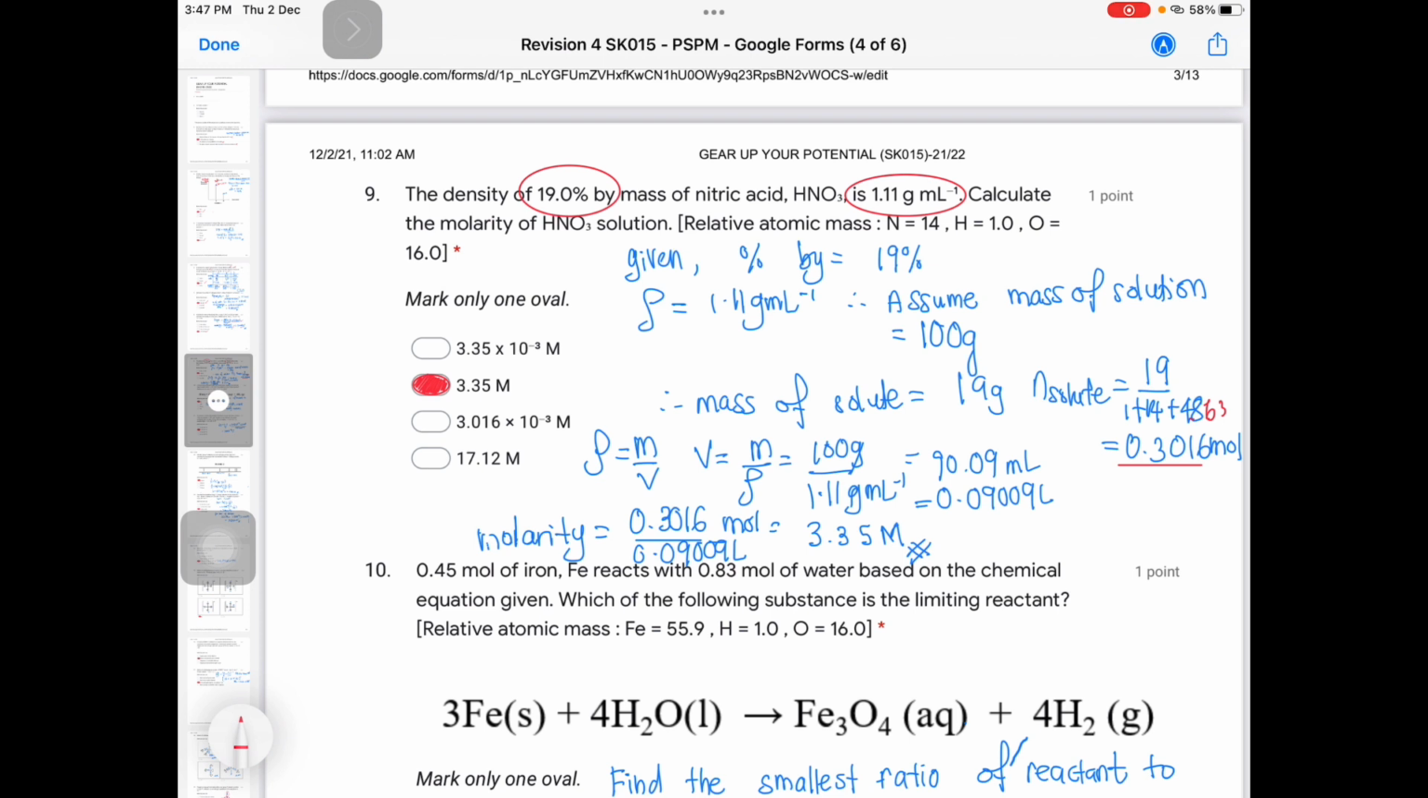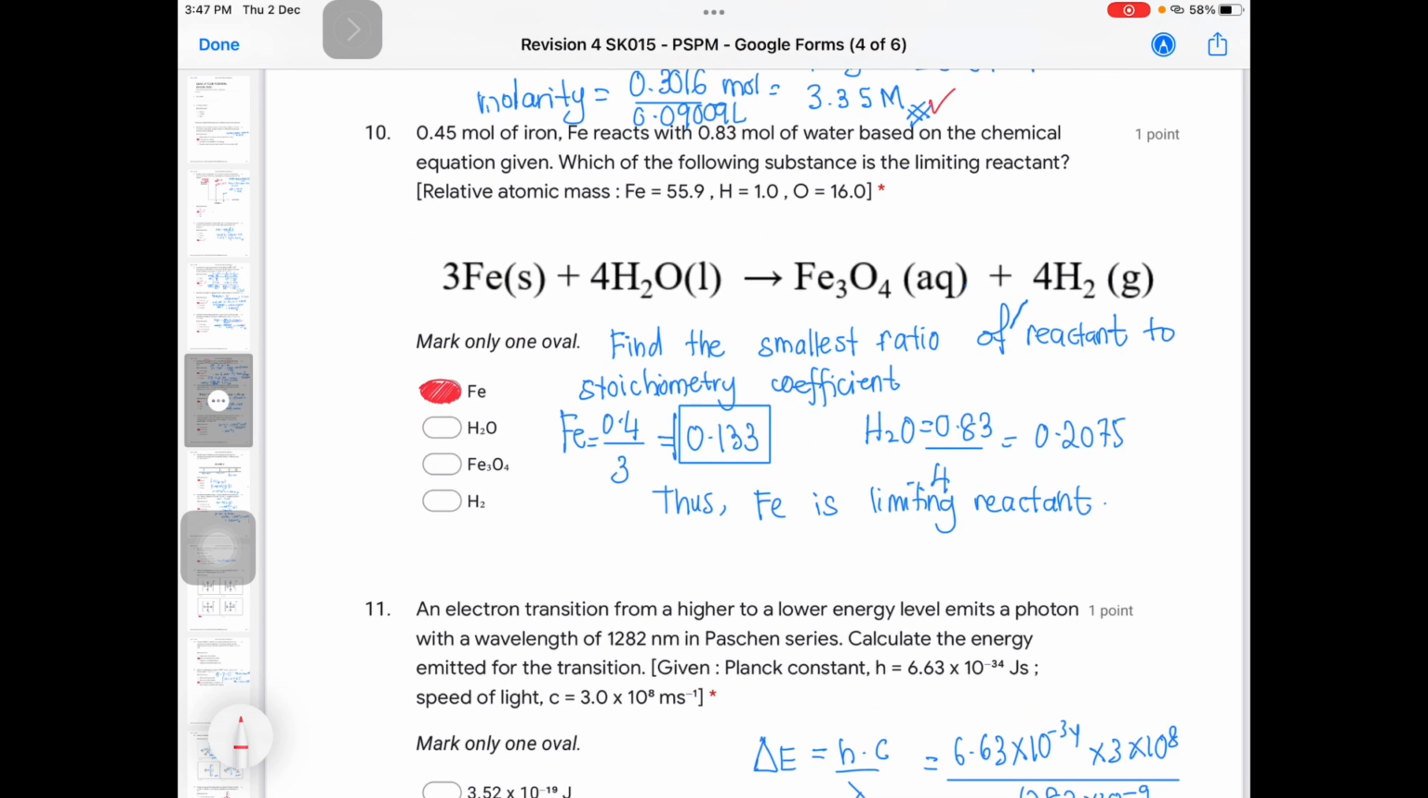Volume sama dengan mass over density. Jadi mass tadi kita dah assume 100 gram, jadi 100 over 1.11. So kita dapat 90.09 milliliter ataupun 0.09009 liter. Jadi dah dapat volume, kita dah ada bilangan mol, kita boleh cari molarity. So 0.3016 mol over 0.09009 liter. So kita dapat 3.35 molar. Okay, so the answer is option yang kedua.